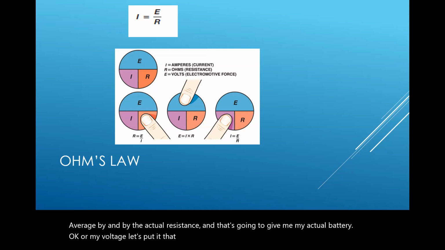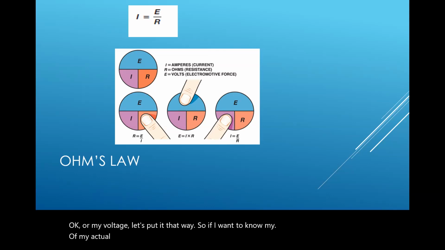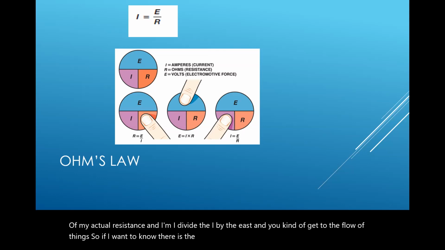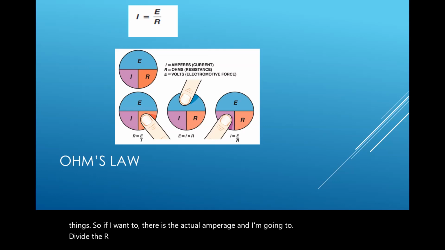So if I want to know my actual resistance, I divide the E by the I, and you kind of get the flow of things. If I want to know the actual amperage, I divide the E by the R. You kind of get the flow of things like that.